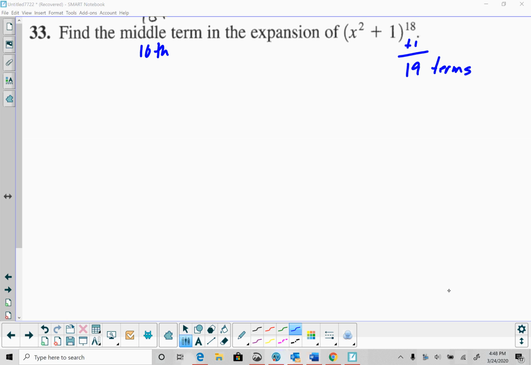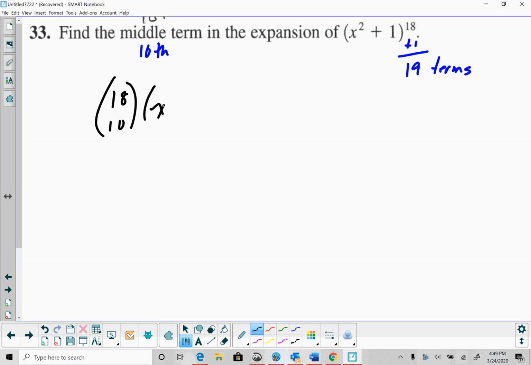All right, so again, we've got 19 terms. So if we put 9 terms on this side and 9 terms on this side, that's 18 terms. The 19th, the middle term, is going to be the 10th term. All right, so if we're just going straight to that 10th term, this is, again, the power is 18. Choose 10 to get our lovely coefficient there.